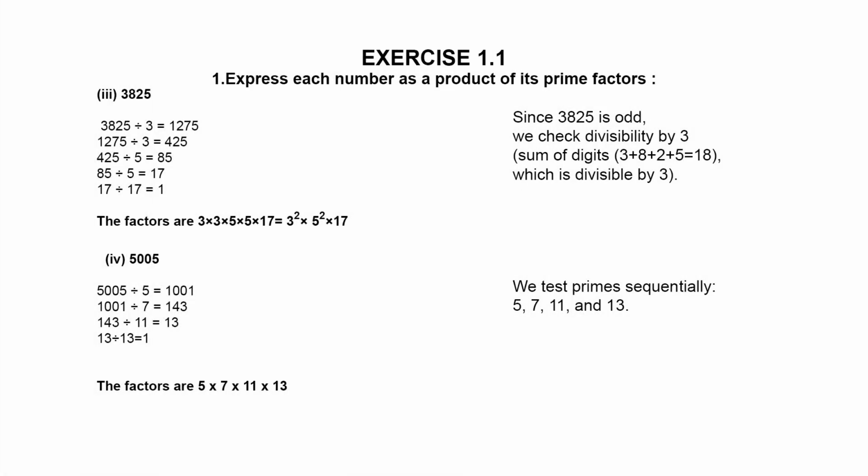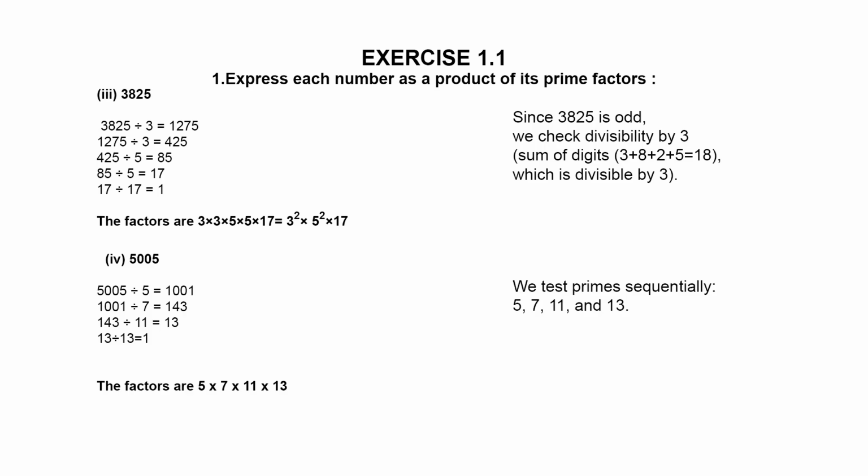Problem 3. For 3825. Since 3825 is odd, we check divisibility by 3, sum of digits, 3 plus 8 plus 2 plus 5 is equal to 18, which is divisible by 3. 3825 divided by 3 equals 1275. 1275 divided by 3 equals 425.